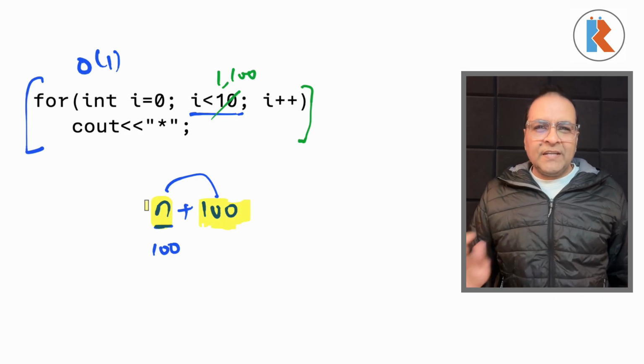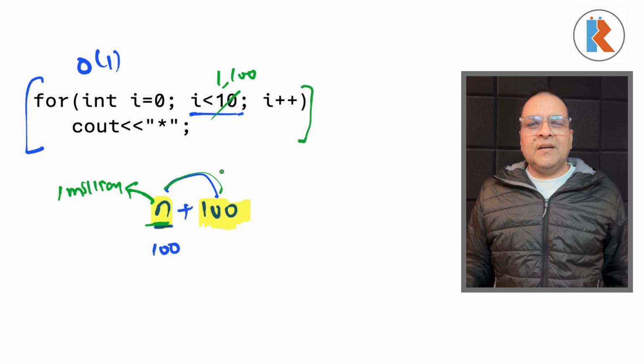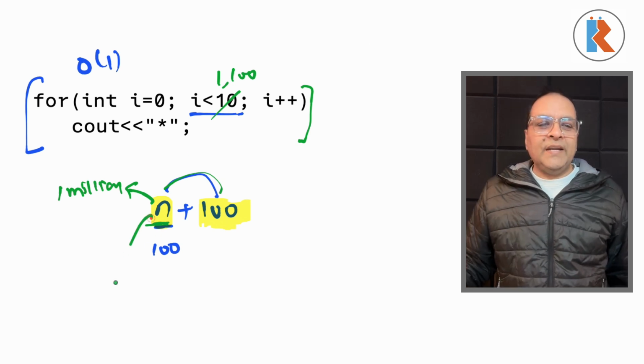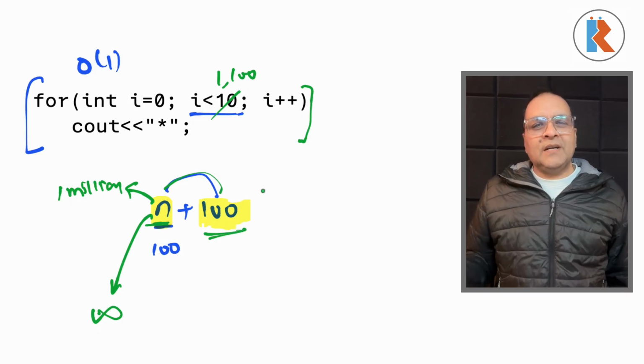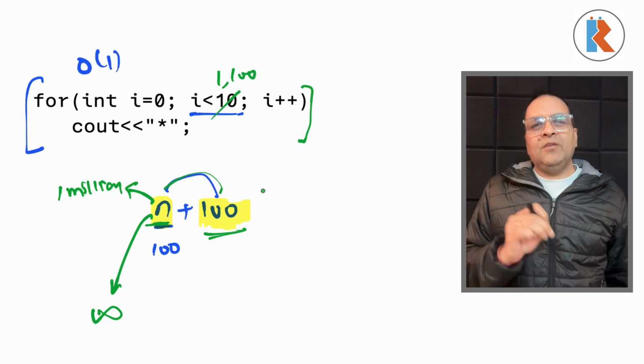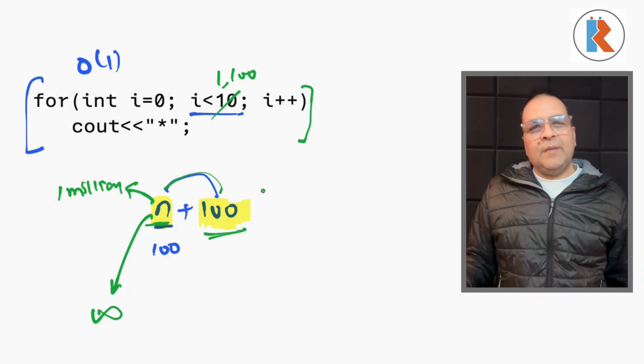So it's a significant improvement. But if you add 100 to a value which is, say, 1 million, then 1 million plus 100 will be a very minuscule improvement over 1 million. So what if n tends to infinity? When n tends to infinity, then infinity plus 100 is also infinity. So this 100 will essentially stop contributing to the value of n. So that's why we ignore all the constants when computing the asymptotic time complexity.